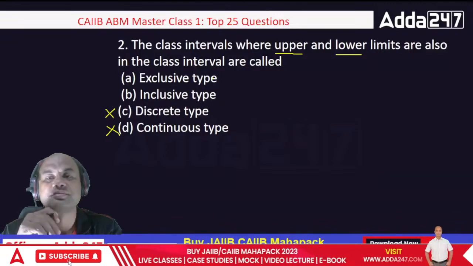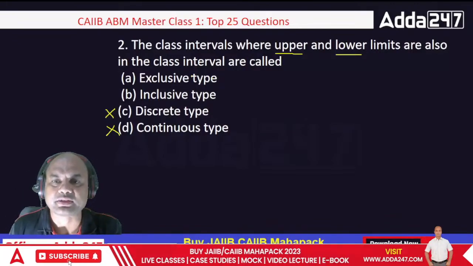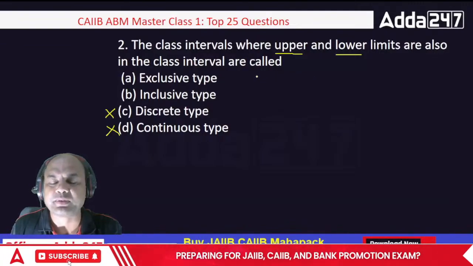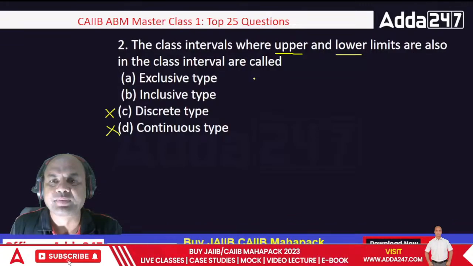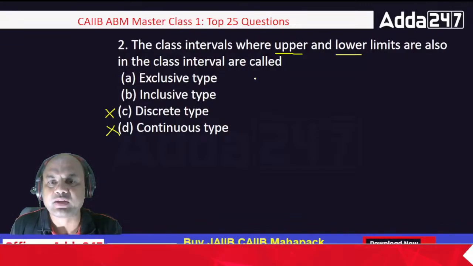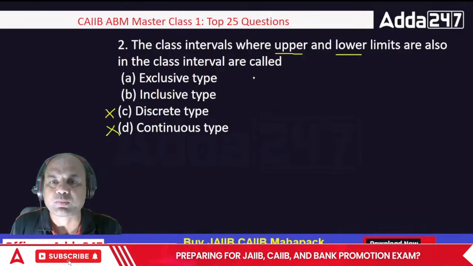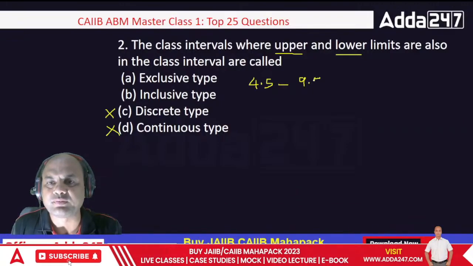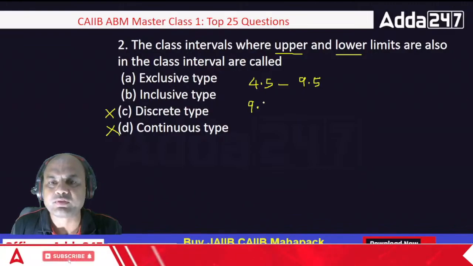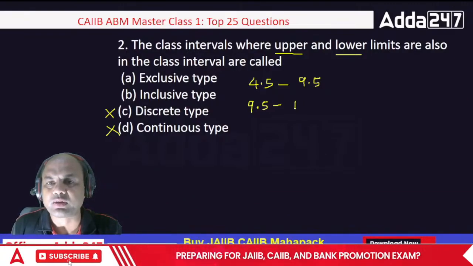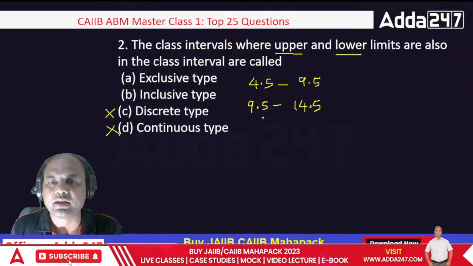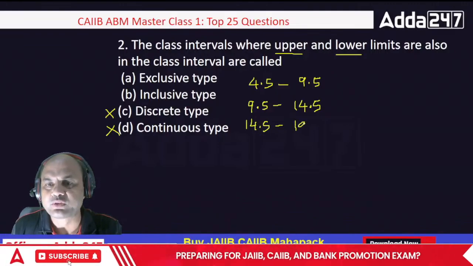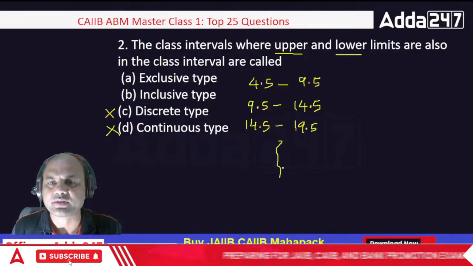Everyone, okay, let me explain you a few things over here. Exclusive and inclusive means what? Suppose if I write it like this, let me show you, I'll start with 4.5. 4.5 to 9.5, then 9.5 to 14.5, then I write 14.5 to 19.5 and so on. Okay, we can go on like this.